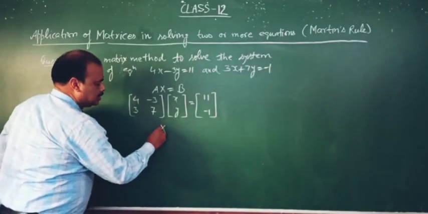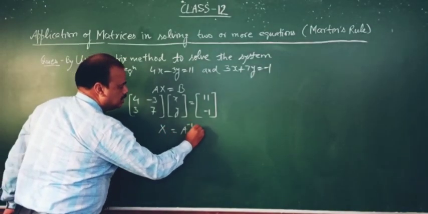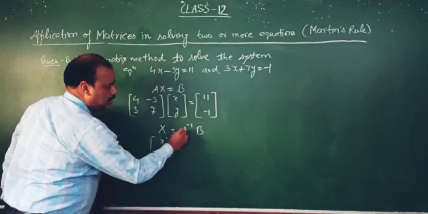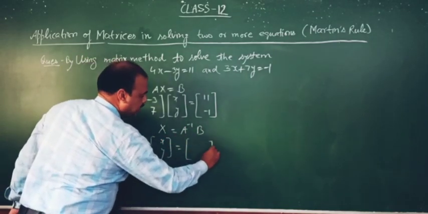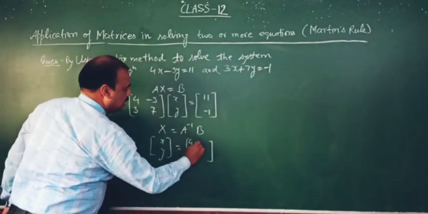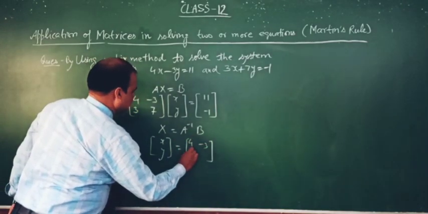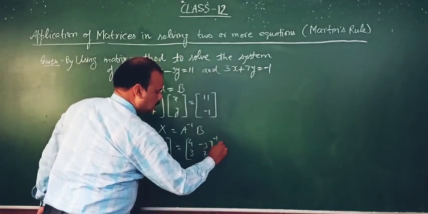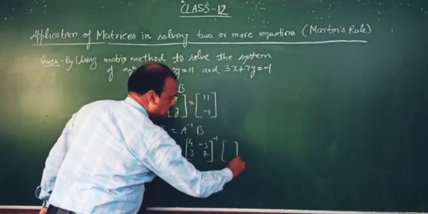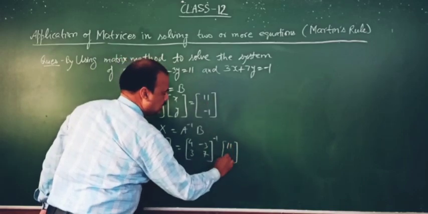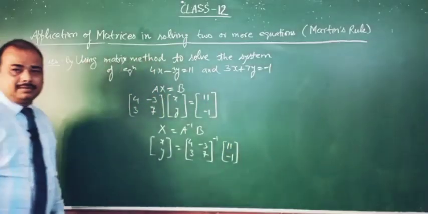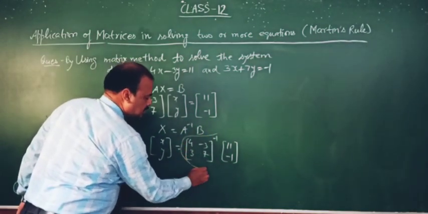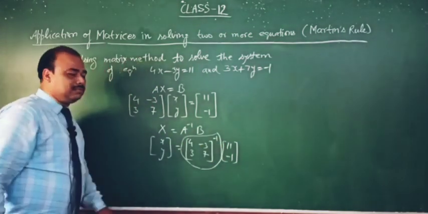Now, X equal to A inverse B. It means the matrix x, y equal to A inverse. We have to find the inverse of 4, negative 3, 3 and 7, and the B matrix, it means the column matrix, that is 11 and negative 1. Now, first of all, we have to find the inverse of this matrix.